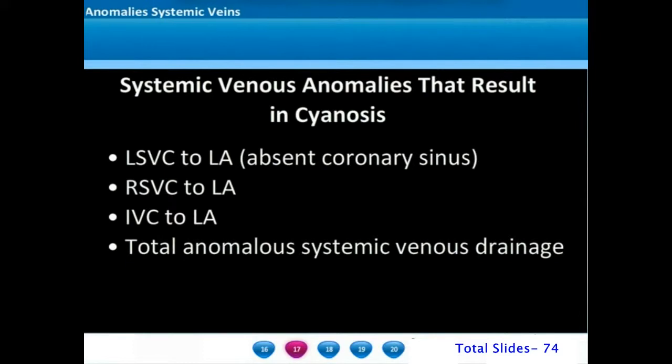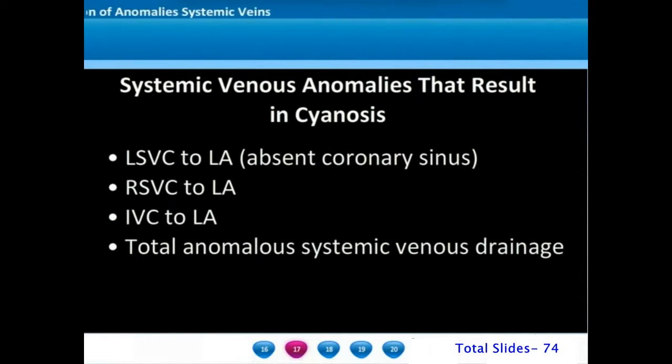Systemic venous abnormalities that result in cyanosis can manifest with central cyanosis without a clinically observable cardiomegaly or cardiac murmurs on auscultation. This can be seen when there is a left superior vena cava that is draining into the left atrium with absence of coronary sinus. It can also be seen when the right superior vena cava anomalously drains into left atrium, or the inferior vena cava anomalously drains into left atrium.